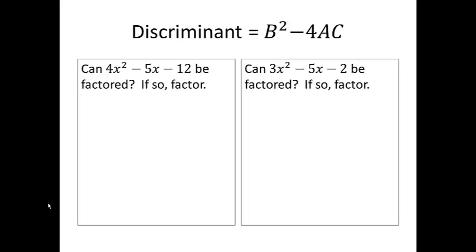So in this particular example, my discriminant is going to be b squared, or negative 5 squared, minus 4 times my a, which also happens to be 4, and my c is negative 12. All of this equals 25 minus 96, which is actually negative 71. I don't even really care that the answer is negative 71. I just know that this is giving me a negative number.